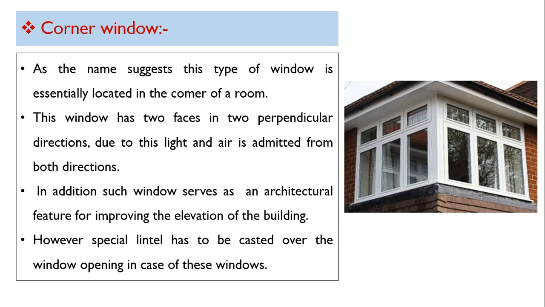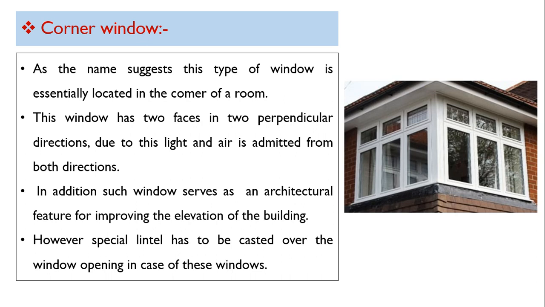What is the advantage of this? One can get light and ventilation from both directions, because here this is one direction and this is another direction. In addition, such windows serve as an architectural feature for improving the elevation of the building. Most important thing is it improves the elevation of the building. It gives very good beauty. In my house also I have provided this type of window with good elevation.